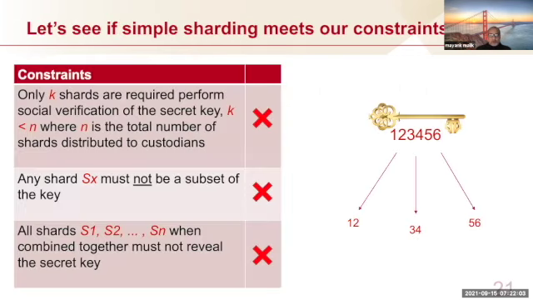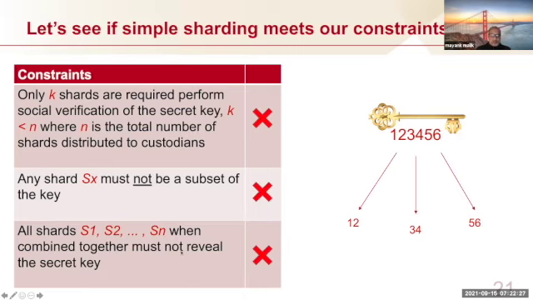So what we are doing here, I'm going to skip this slide or just quickly talk about it. This was the simple sharding technique, and it fails every single one of our constraints. Only k shards are required to perform social verification of the key. K less than n, of course, that's not true. We need all the shards n to perform social verification. Any shard Sx must not be a subset of the key. Each of these shards is a subset of the key.